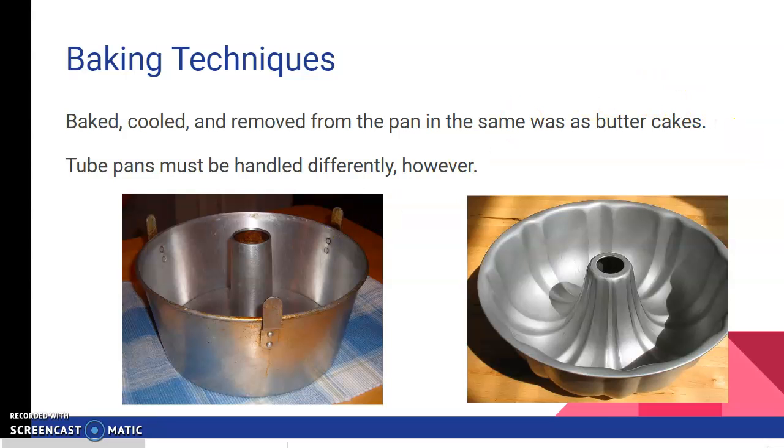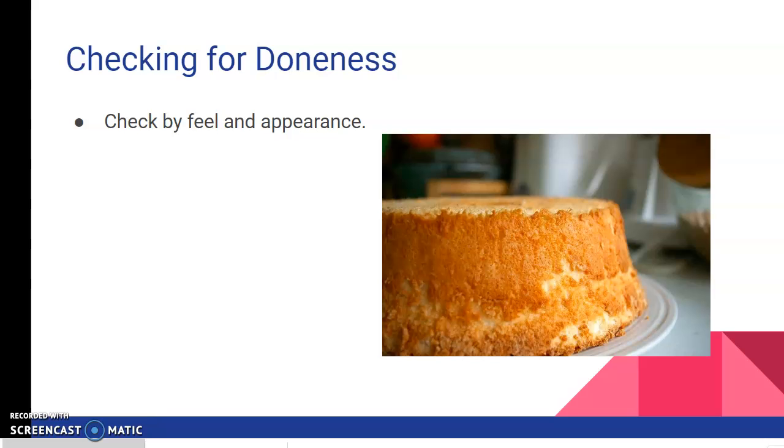Okay, so the last thing we're going to talk about, after checking for doneness, we have checking for doneness and then frosting. But first, let me talk briefly about checking for doneness. So you're going to check for doneness by feel and appearance. So if an angel food cake, for example, is done, you need to check the cracks in the top of the cake, that they should be dry, and the cake should spring back when lightly touched.